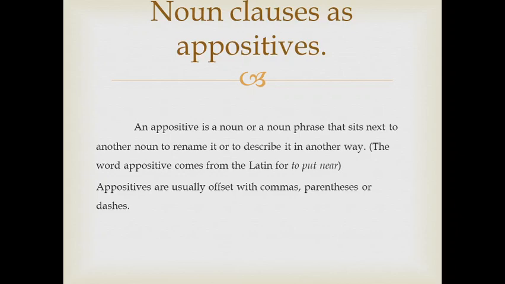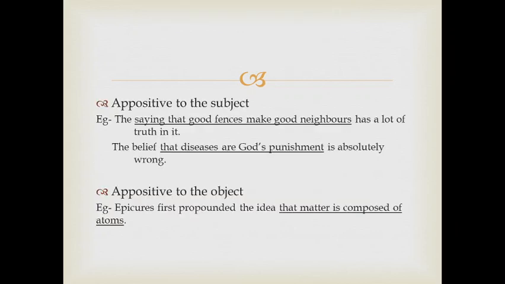An appositive is a noun or a noun phrase or a clause that sits next to another noun to rename it or to describe it in another way. Appositives are usually offset with commas, parentheses, meaning brackets, or dashes. Usually when an appositive comes as a noun or a phrase, it uses commas, parentheses or dashes to differentiate it from the noun. Now we will see examples of noun clauses as appositives.